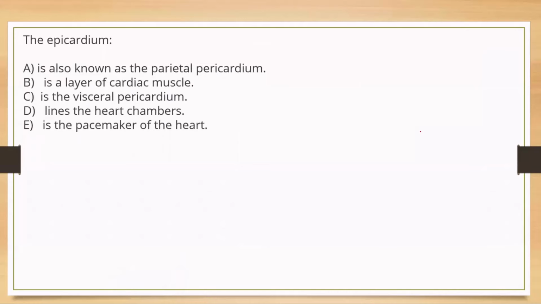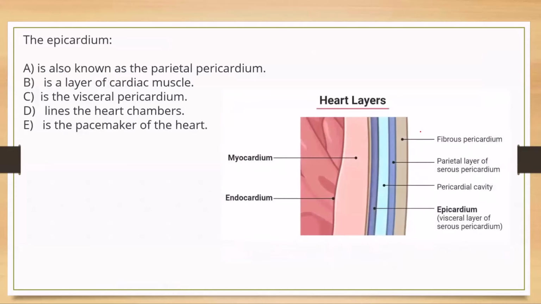Good. So now we have what to call the epicardium. Now you understand that it is the outermost layer of the heart. We are saying that it is the same as the visceral pericardium. We have talked about it in the previous question. So basically, your answer here is C, the visceral pericardium.